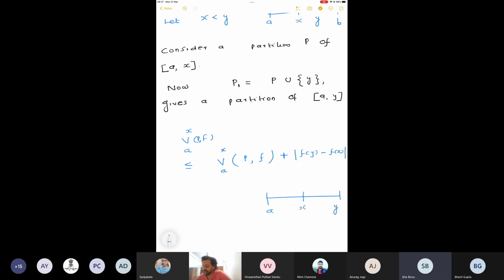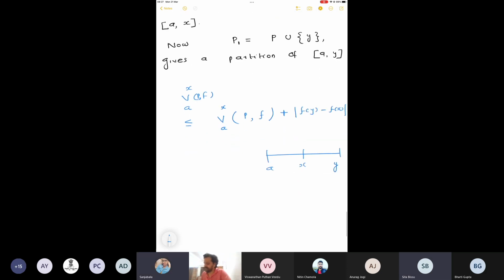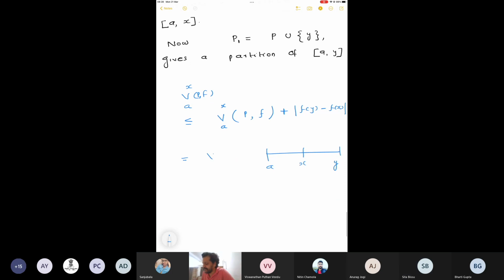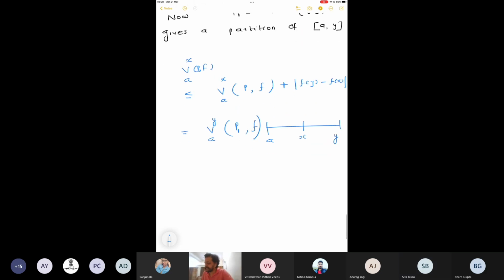Yes or no? Variation of f corresponding to partition P1 over [a, y]. Is that okay? Yes, sir. And that is less than or equal to the total variation of f over the interval [a, y].